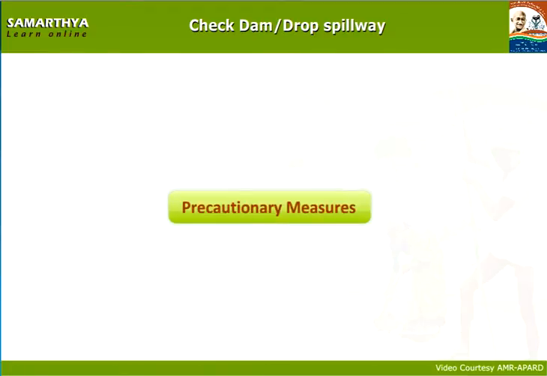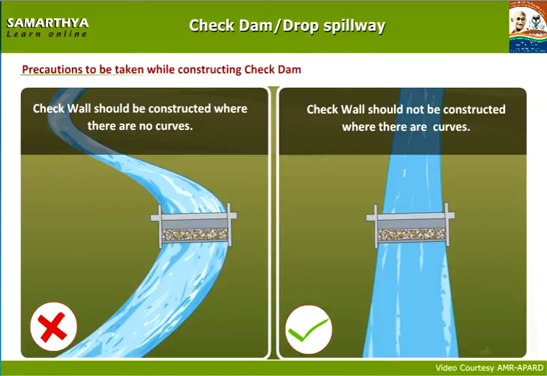Precautions to be taken while constructing check dam. Check wall should not be constructed where there are curves. If constructed, flow velocity is very high at curvy places and the main wall of check wall may get damaged.